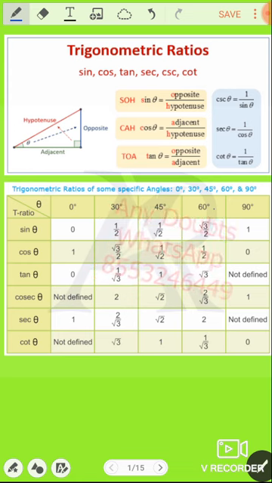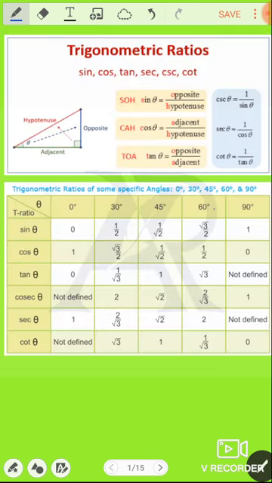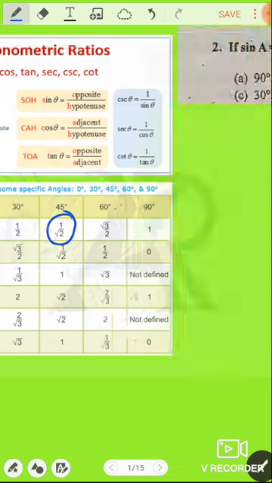Let us see some multiple choice questions based on the trigonometric ratios. It is given: if sin A equals 1 by root 2, the magnitude of angle A is? You need to find the value of angle A. If you memorize the table, you can easily remember the values. For sin 45 degree, it is 1 by root 2.